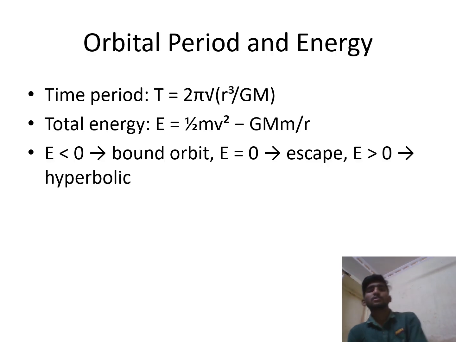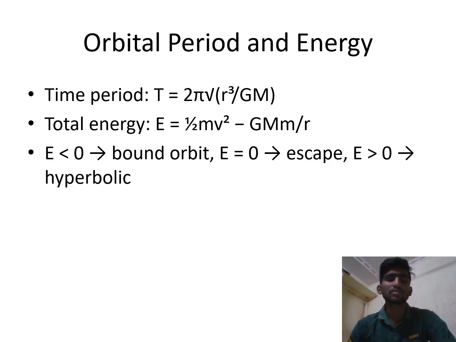For orbit period and energy, the time period T equals 2 pi times square root of r cube by G M, and the total energy equals 1 by 2 m v square. We can also derive which type of orbit it is based on eccentricity. For E less than 0 it is called a bounded orbit. For E equal to 0 it is escape, and E greater than or equal to 1 is hyperbola. Based on these conditions, we can tell whether the orbit is bounded or escapes.